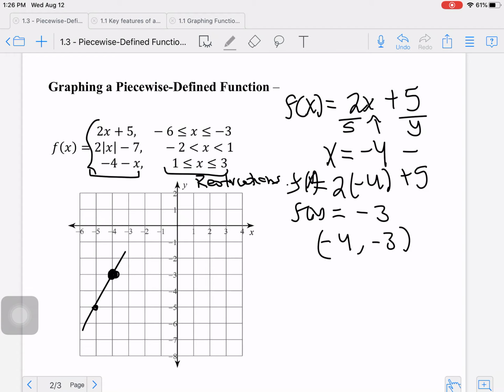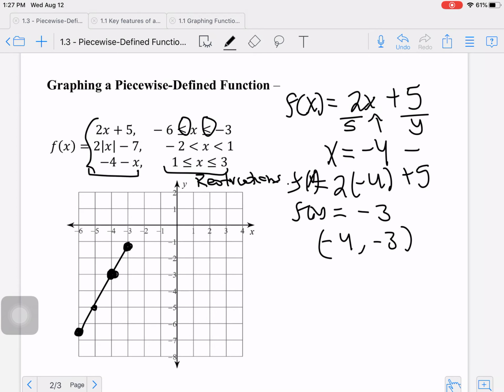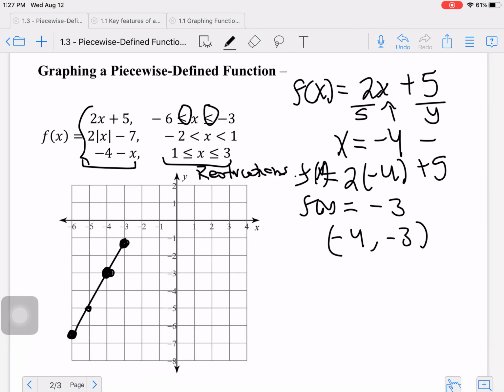Okay? Cool. So here's where the complicated section begins. Notice that those two say equal to, which means that at the two ends of the segment, I'm going to draw a closed circle. Okay, cool. All right, second function.